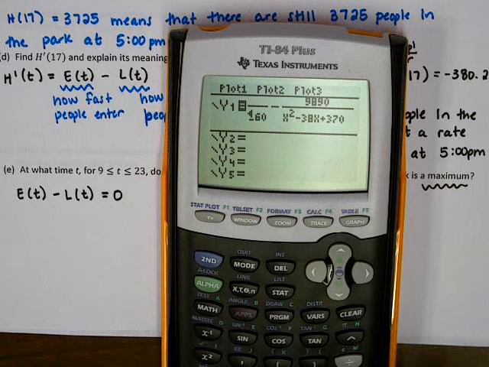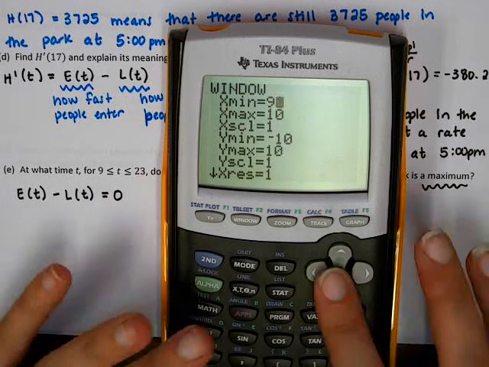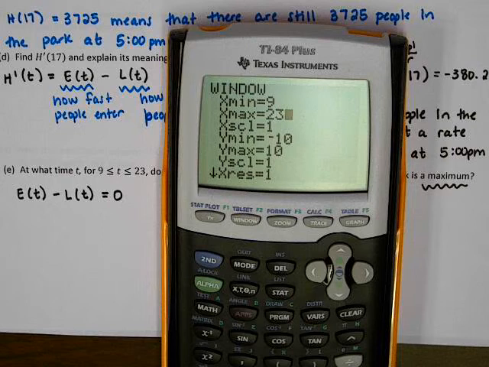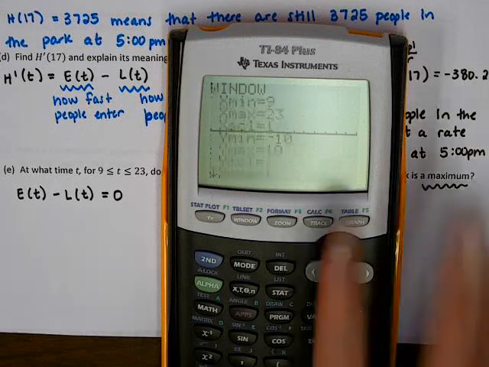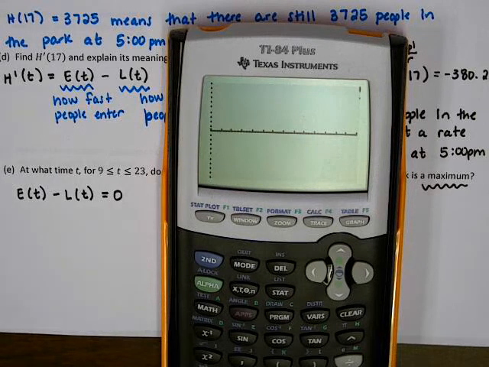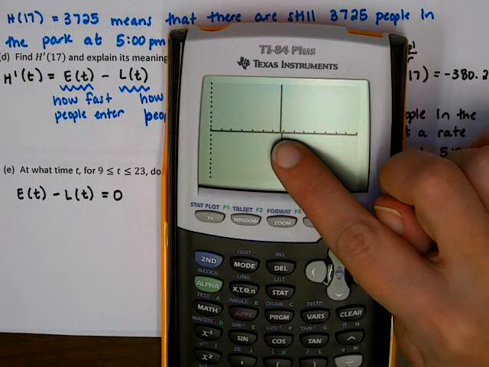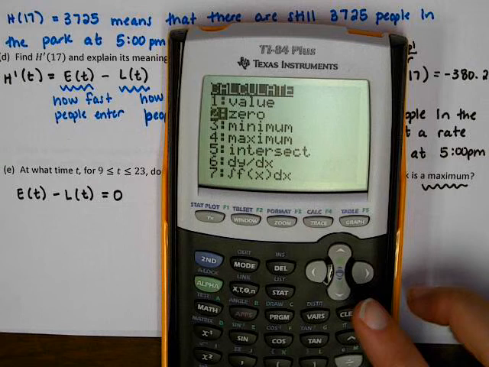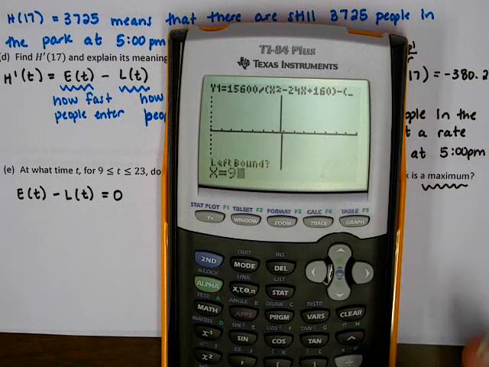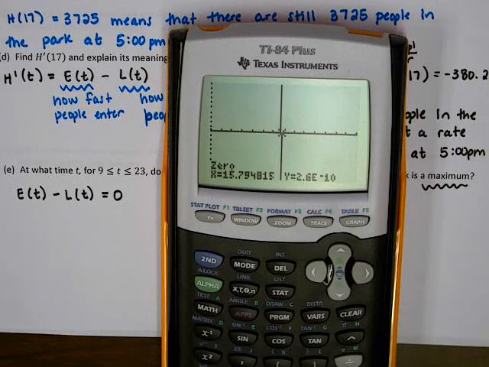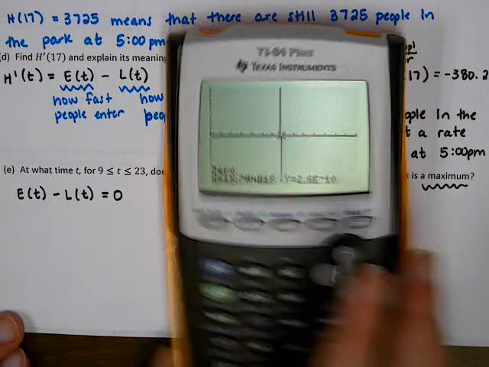Now I know that my x values have to go between 9 and 23, so I'm going to set my window to 9 to 23, and then I'm going to look for the x values. It looks like I have a 0 right there. So I would calculate my 0, which is between 9 and 23, which would be 15.795.